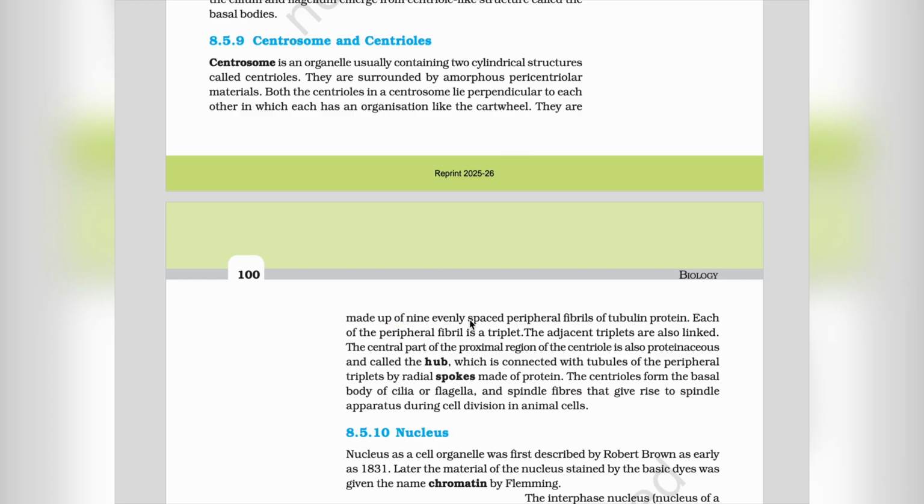They are made up of 9 evenly spaced peripheral fibrils of tubulin protein. Each of the peripheral fibrils is a triplet. The adjacent triplets are also linked. The central part of the proximal region of the centriole is also proteinaceous and called the hub, which is connected with tubules of peripheral triplets by radial spokes made up of proteins. The centrioles form the basal body of cilia or flagella and spindle fibers that give rise to the spindle apparatus during cell division in animal cells.